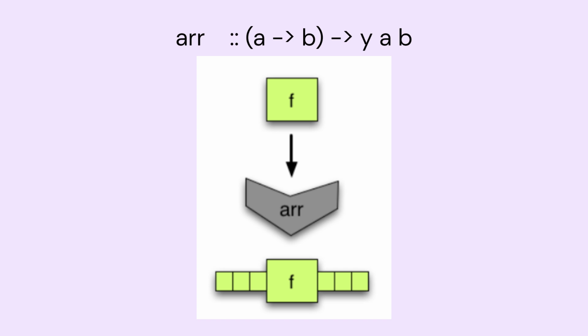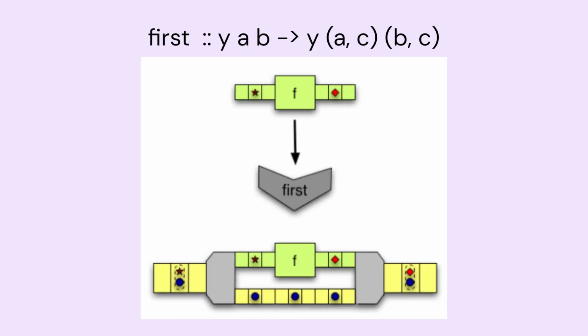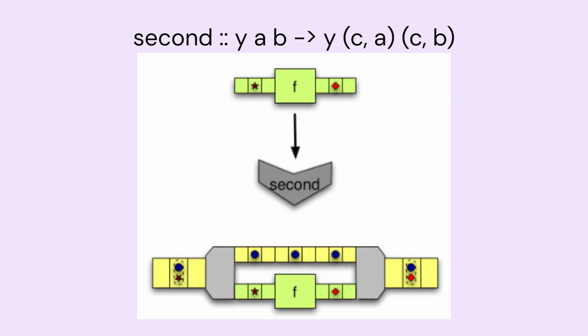arr is our basic building block. arr turns a function into an arrow, composable with other arrows. Naturally, not all arrows are created in this way. first takes two inputs side by side. The first one is modified using an arrow, while the second is left unchanged. Almost the same as first, the second function takes two inputs but only modifies the second one.